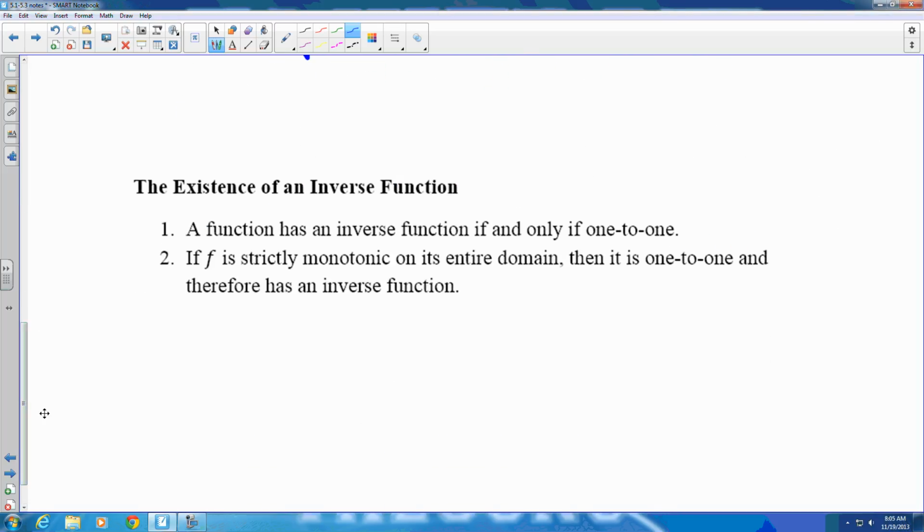A function has an inverse if and only if it is 1 to 1, which means that it passes the horizontal line test. Or if f is strictly monotonic on its entire domain, then it is 1 to 1. Monotonic means that it either increases the whole time or decreases the whole time.